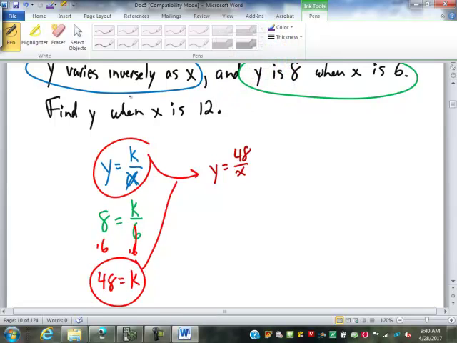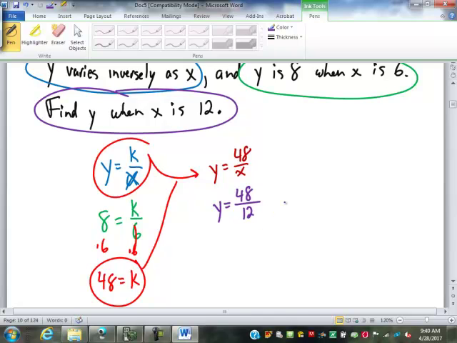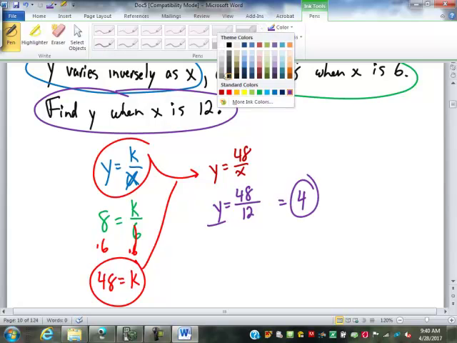And then finally, we have this piece of information where we're asked to find something. Find y when x is 12. So y equals 48 over x, and we're going to replace x with 12. So 48 over 12. 48 over 12 is 4. So y would be 4 when x is 12.